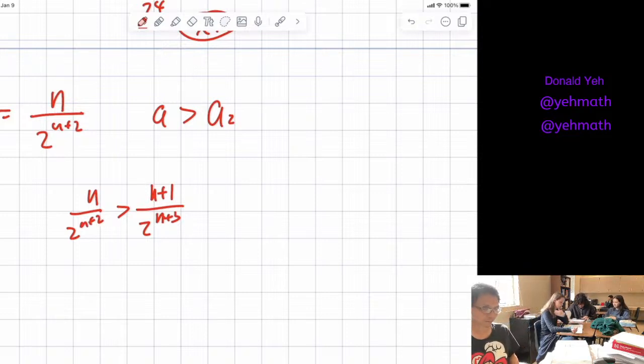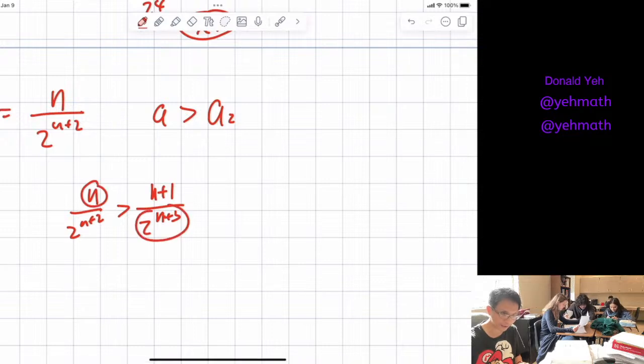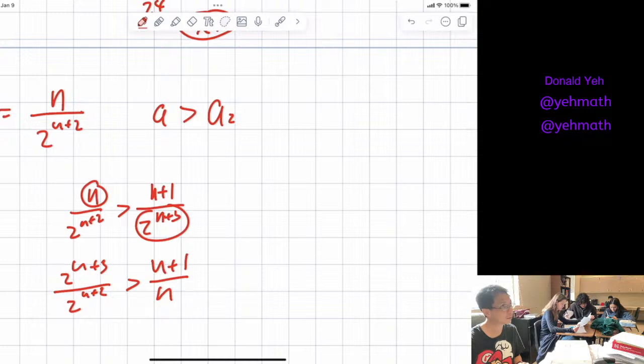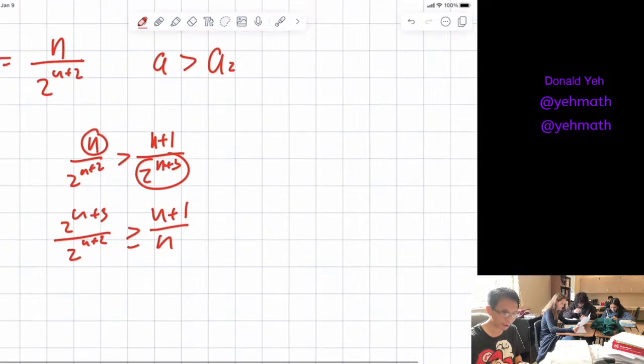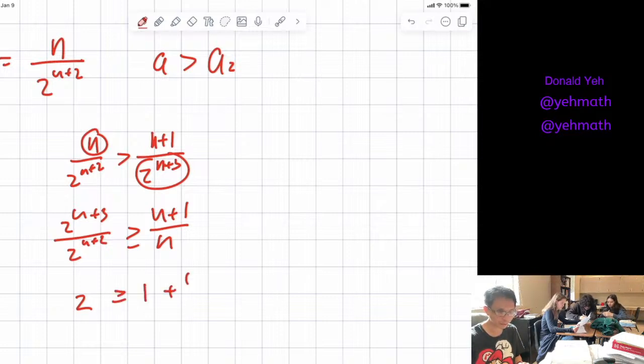How's it going to be less? Oh yeah, no, it's going to be bigger. No, because it's equal. Your next term is supposed to be smaller than the first term. So what you can do is cross multiply and switch those two places, right? So it'll be 2n plus 3 over 2n plus 2 is greater than or equal to n plus 1 over n. So at this part, it's going to give you 2 is greater than or equal to 1 plus 1 over n.